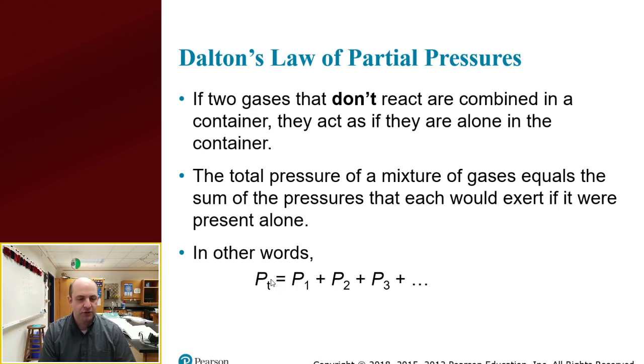So in other words, the total pressure of that mixture is equal to the partial pressure of gas 1 plus the partial pressure of gas 2 plus the partial pressure of gas 3 and so on for however many gases are in there. So we like it when there's only 2, but in real life there's often 3, 4, even more.